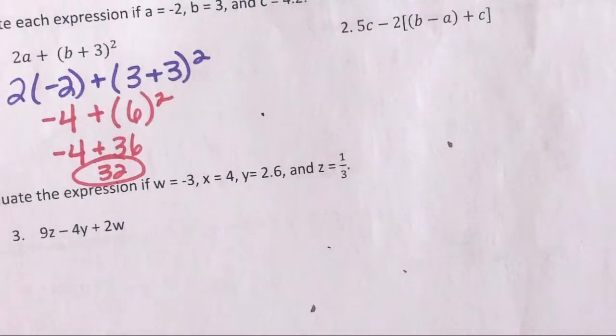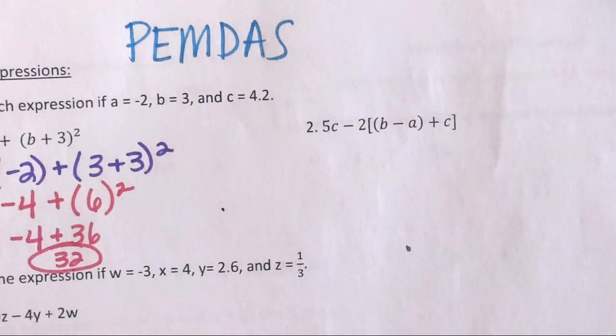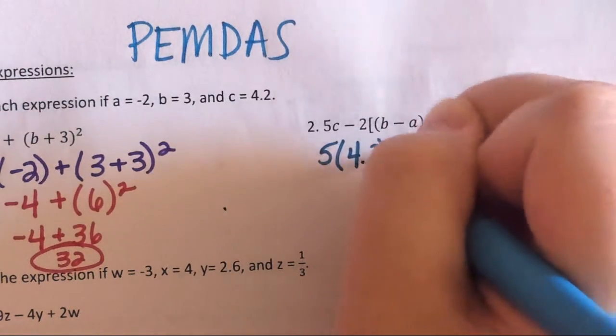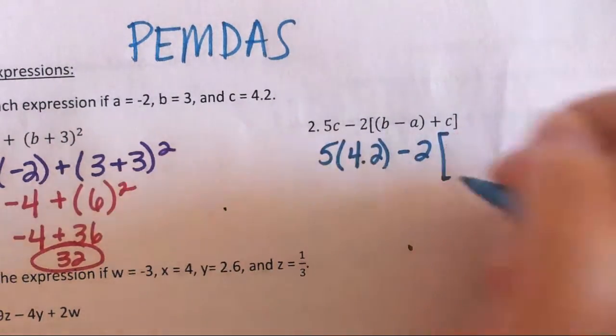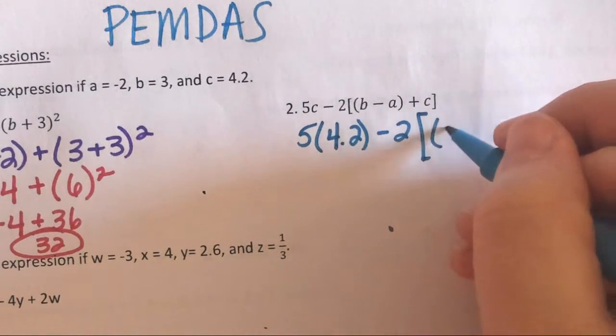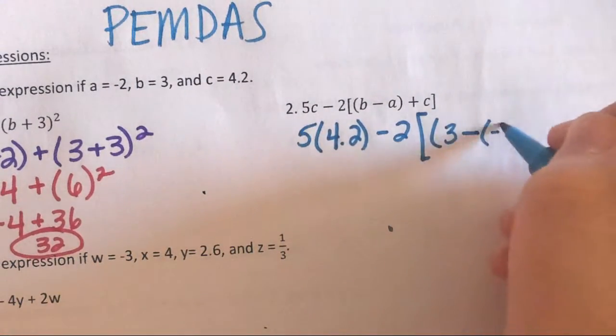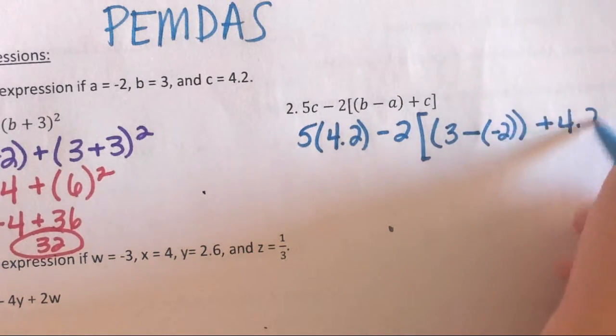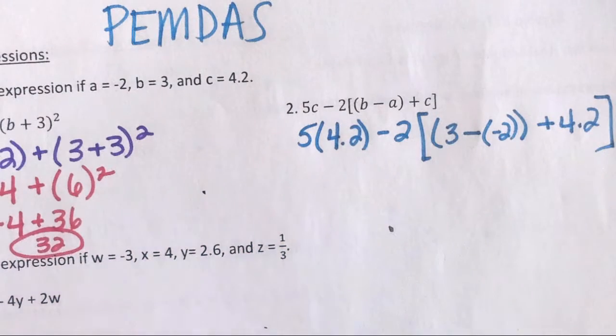That one's pretty good. And then we get to number 2, and it seems just as nice, except there's a whole lot more parentheses, so we have to be even carefuler. So we've got 5, and then C is 4.2, minus 2, and then parentheses crazy. B is 3, A is -2, and then C is 4.2.